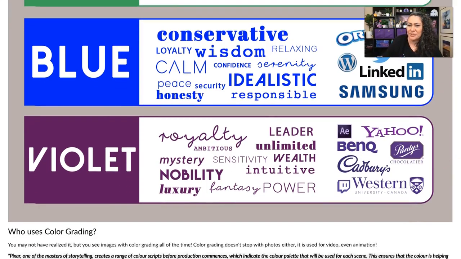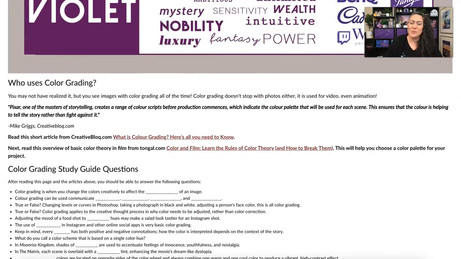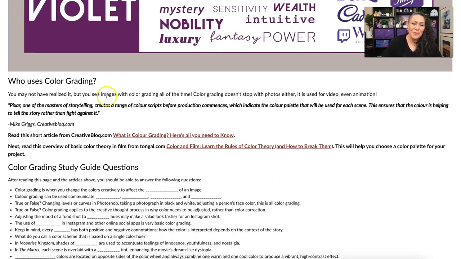All right, so who uses color grading? You may not have realized it, but we see images with color grading all of the time. Now, this is another quote from Mike Griggs, and he says, Pixar, one of the masters of storytelling, creates a range of color scripts before production commences, which indicates the color palette that will be used for each scene. This ensures that the color is helping to tell the story rather than fighting against it. Wow, that's the power of color.